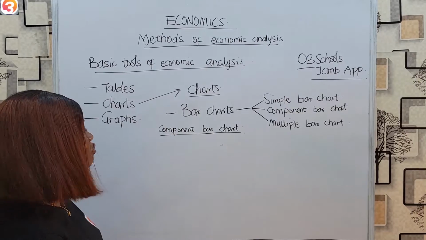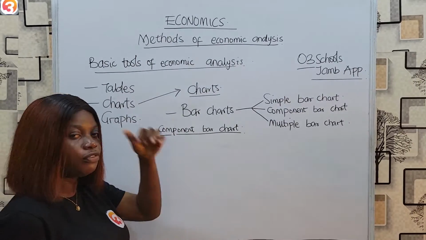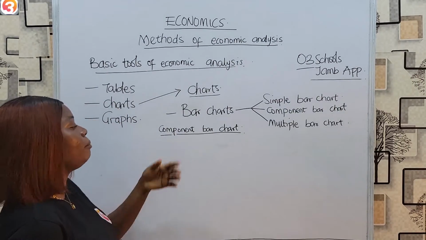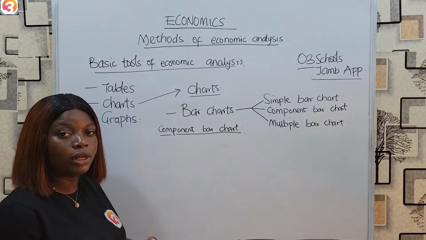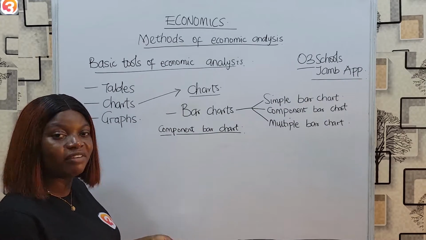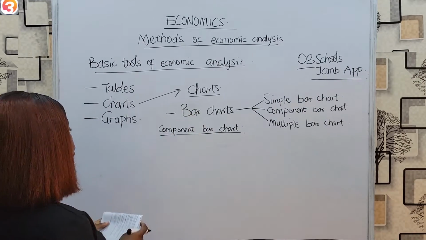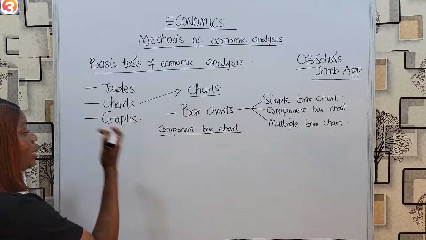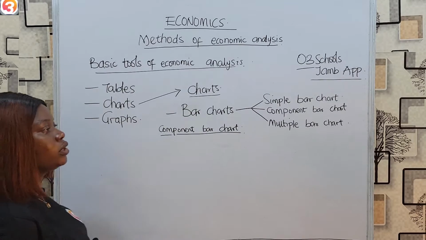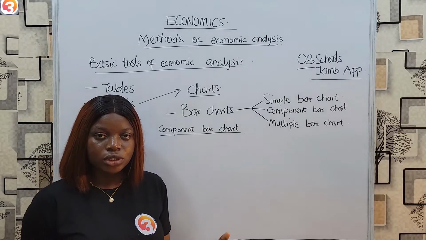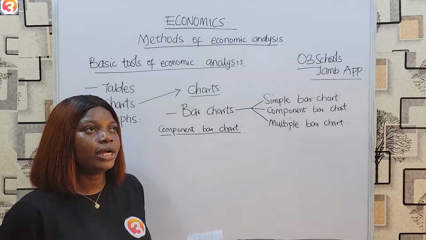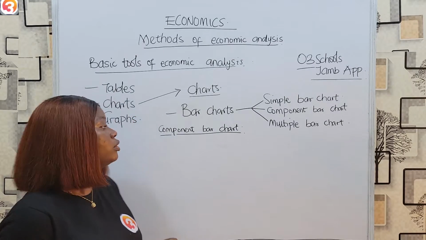A simple bar chart involves just one set of what? Frequency. But a component bar chart involves more than one. It can be 3, it can be 2, it can be 5, it can be 6, it can be any number it wants to be. Then let's look at something. For example, if we're talking about 3 countries, let's say Nigeria, Ghana, and Cameroon.